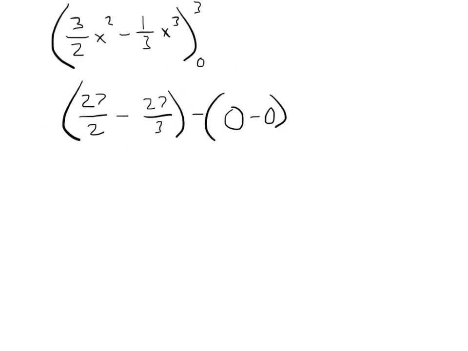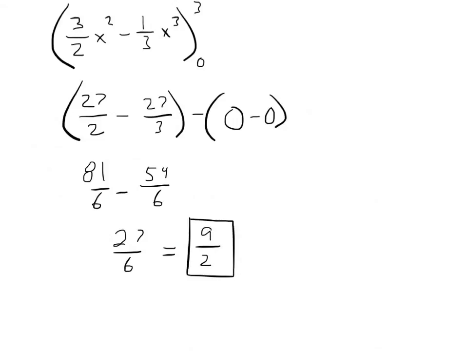We'll want to get a common denominator here. This will be 81 sixths minus 54 sixths. And subtracting those two things gets us, is that 27 sixths? It should be. Yep. And that actually simplifies further. We end up getting 9 halves for that. So assuming I didn't make an arithmetic error there, the area of the region that we just found was 9 halves.